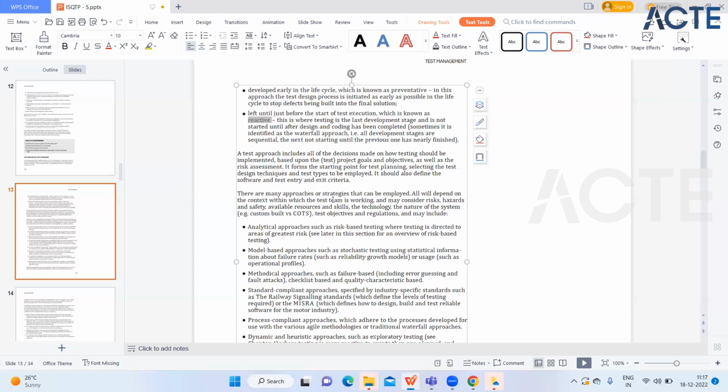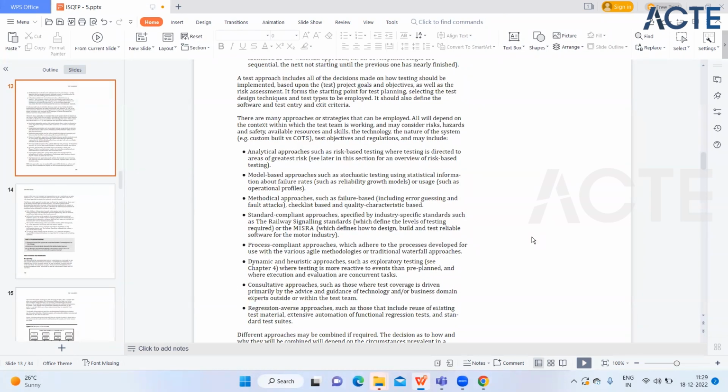There are many approaches or strategies that can be employed. All will depend on the context within which the test team is working and may consider risk, hazards, and safety, available resources and skills, the technology, nature of the system, test objective and regulations, and may include analytical approach, model based approach, methodological approach, standard compliant, process compliant. So these are the approaches they are explaining, which we can take as per the situation.